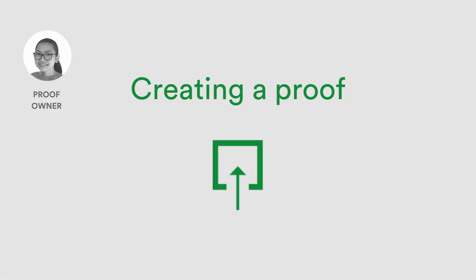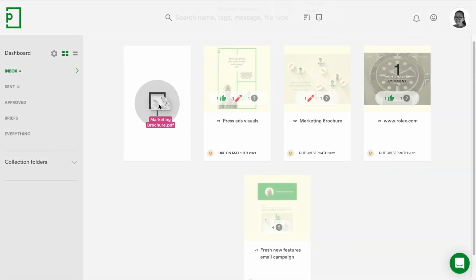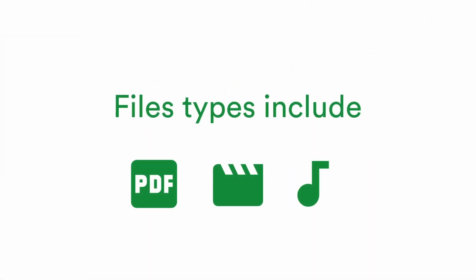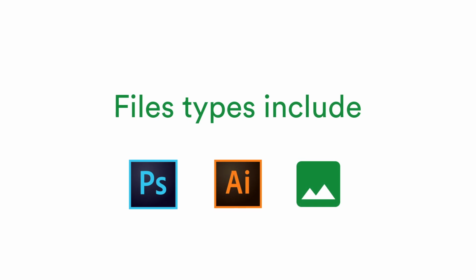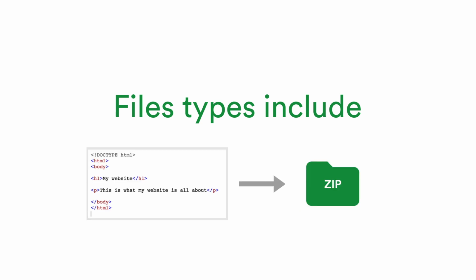Let's create a proof. If you upload and create the proof, we call you the proof owner. Begin by dragging and dropping your file onto the file dropper icon on your dashboard. It can be a PDF, video, or audio file, Adobe Photoshop or Illustrator file, an image file such as a PNG or JPEG, Microsoft Office documents such as Word, Excel, or PowerPoint, or a zipped folder containing the HTML of a web banner or website, for example.